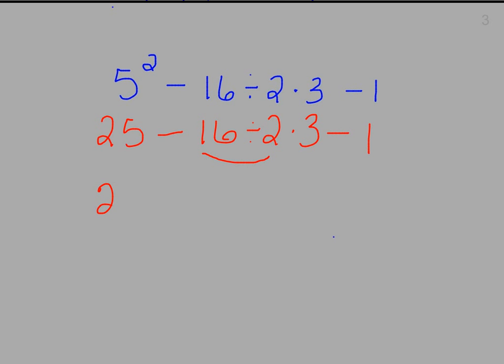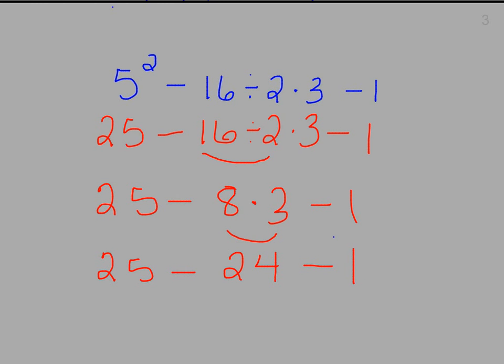16 divided by 2 is 8, so I'm going to write minus 8, and then I'll have times 3 minus 1. So now I have this multiplication left, so I'm going to bring that down. 8 times 3 is 24. All right, minus 1. And now I just go left to right. 25 minus 24 is 1, and 1 minus 1 is 0.